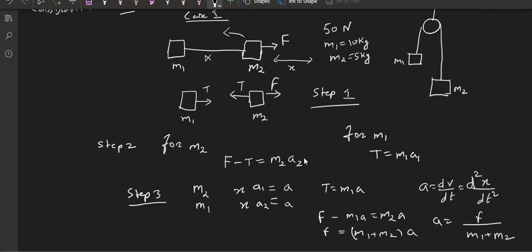Right, everyone? F divided by M1 plus M2 will give you the value of acceleration. So it will be 50 by 15, which is 3.33. Yes, Ankit, very good. Okay, Pragna, got it? Everyone is clear with this concept? Yes, very good.